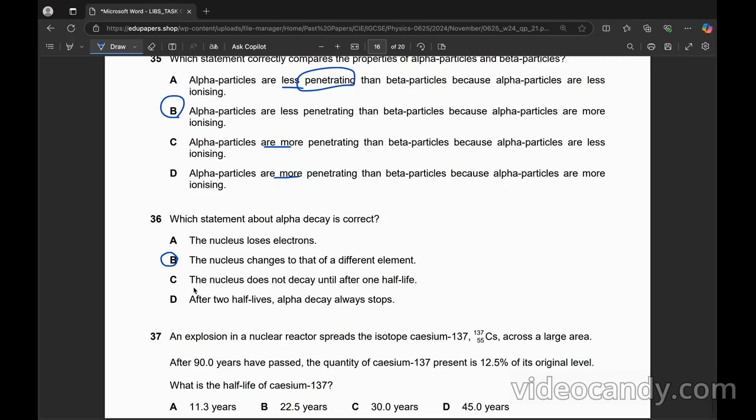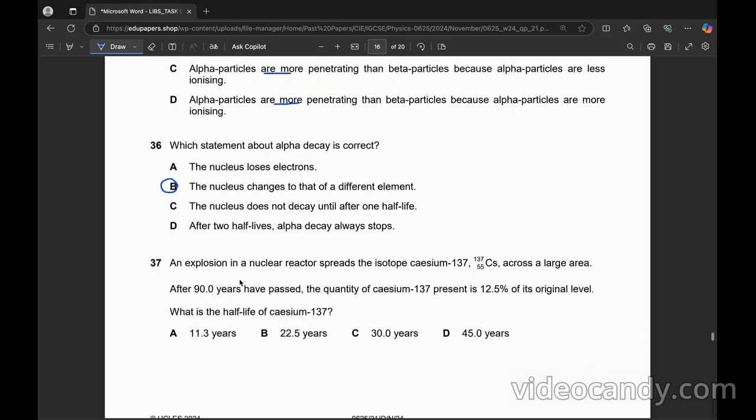And the nucleus does not decay until after one half-life. Now that's not true. The meaning of half-life is just the time taken for half of the thing to decay. So the nucleus will be decaying, but it's called one half-life when the remaining mass is half of the original one. So that's not true either. And after two half-lives, alpha decay always stops. Now there's no such rule as that, so that would be wrong.